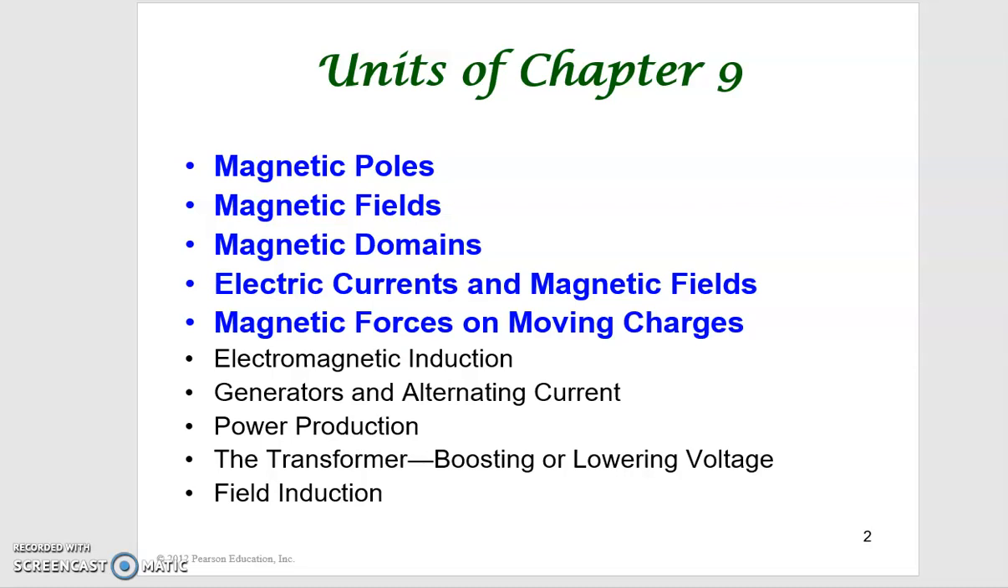And I'm going to introduce you to the magnetic domains within materials, which is how a bar magnet or any kind of object can produce a magnetic field. And then we are going to connect the electric current to the magnetic fields. Which means the E field we learned in Chapter 8 is not independent from the B field.